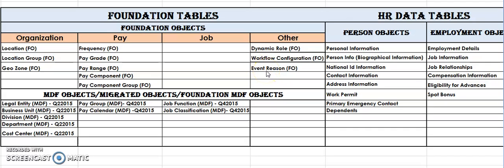So that is about the event reason object. Next, if you talk about the MDF objects, we have legal entity, business unit, division, department, cost center. Legal entity represents the independent financial position of a company, similar to company code in an SAP system. Each country has its own legal laws, so accordingly each company present across various countries will have a different legal entity.